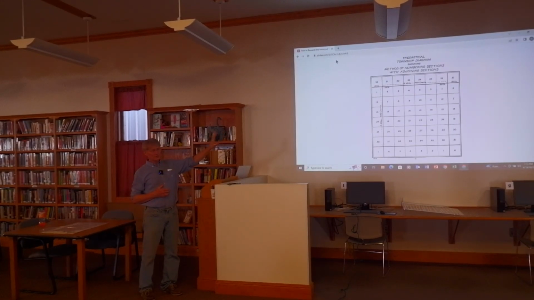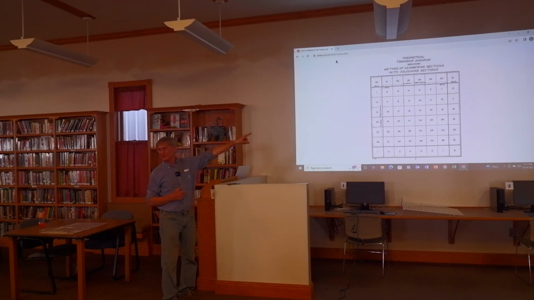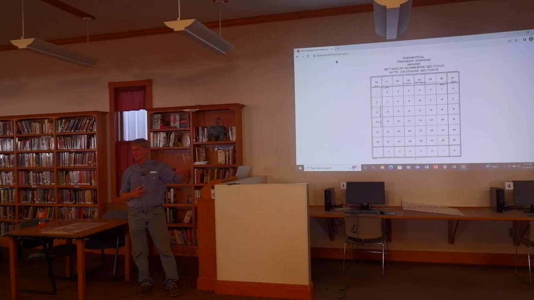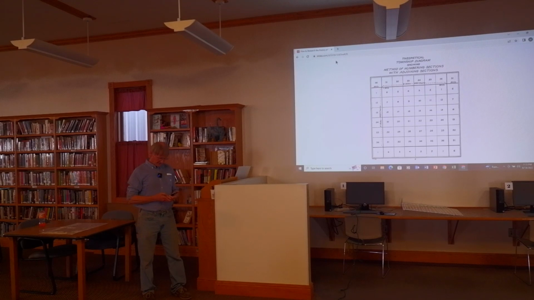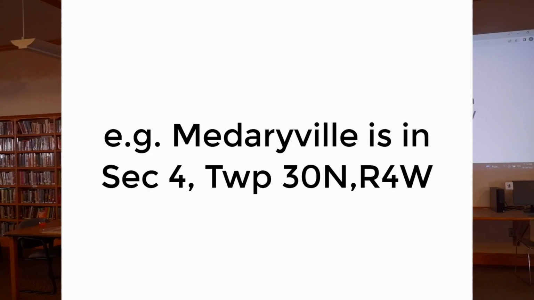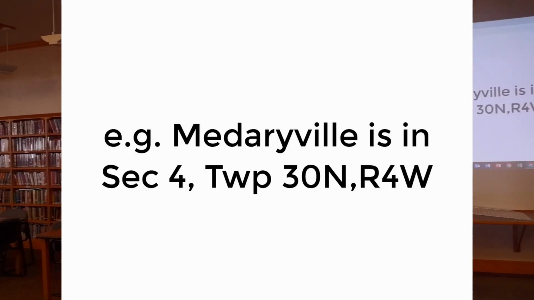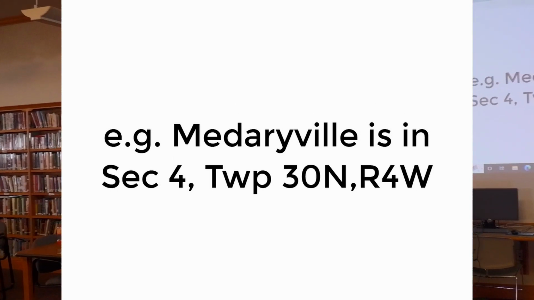White Post Township looks exactly like this. The northeast corner is section 1. The southeast corner is section 36. Each one is 1 square mile. Okay, so we got that. So Madeiraville is in section 4, township 30 north, range 4 west.